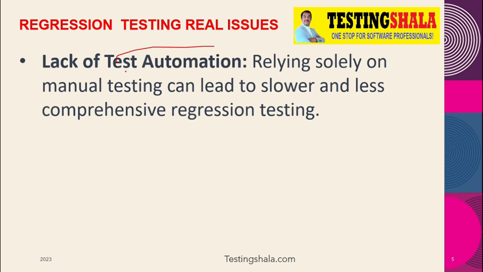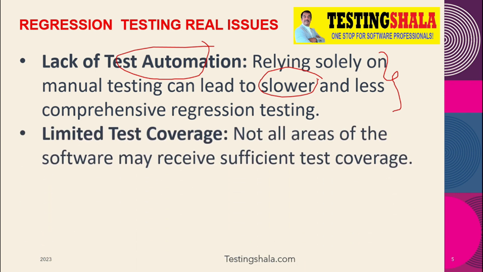And lack of automation is also very critical in regression testing, because as days progress, the number of test cases will increase. If you are not bringing automation into your application or project, then you may get into a slower way of executing test cases, and we may not be able to complete regression testing because of lack of test automation.